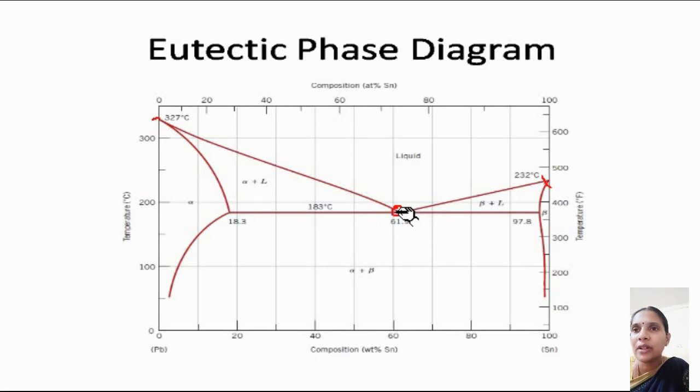Since the temperature remains invariant along the horizontal line in a phase diagram, the reaction is said to be an invariant reaction, and it is an isothermal process. Transformation from liquid phase simultaneously into two solid phases is an invariant reaction at this eutectic point.